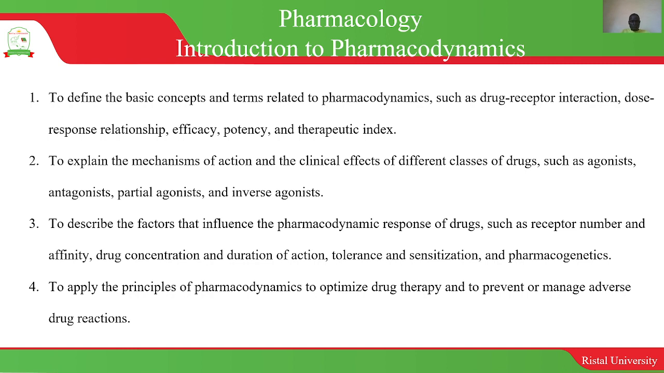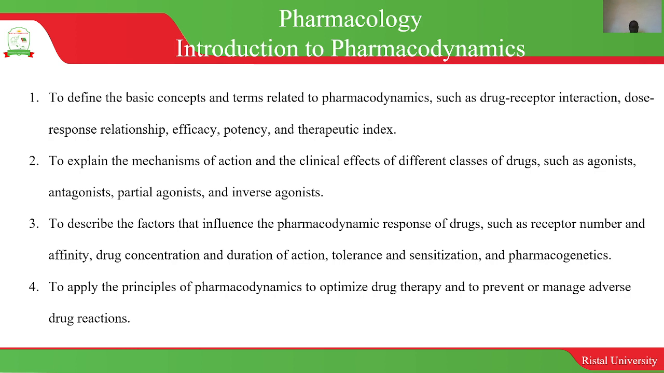By the end of this course unit, you should be able to define the basic concepts and terms related to pharmacodynamics, such as drug receptor interactions, dose response relationships, efficacy, potency, and the therapeutic index. Also, you should be able to explain the mechanisms of action and the clinical effects of the different classes of drugs, such as what we call agonist, antagonist, partial agonist, and also the inverse agonist.